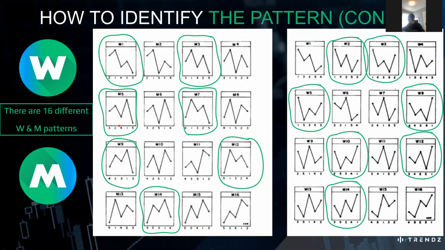There are actually 16. That CNBC might have been on in the background. I terribly apologize for that, but we're going to keep rolling here.